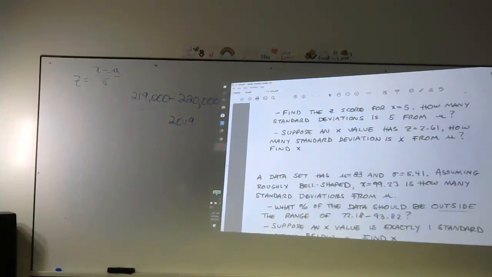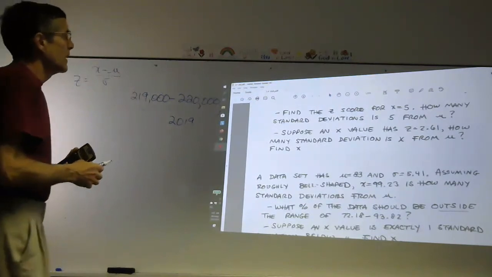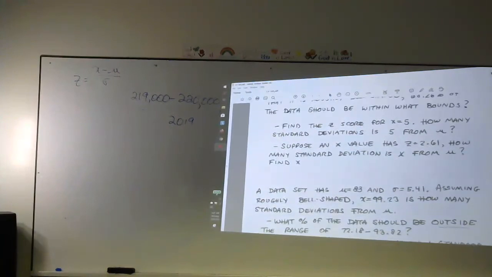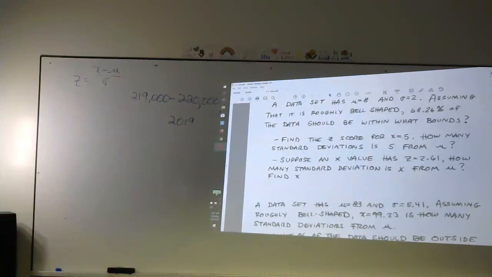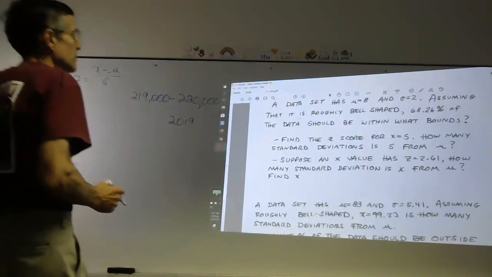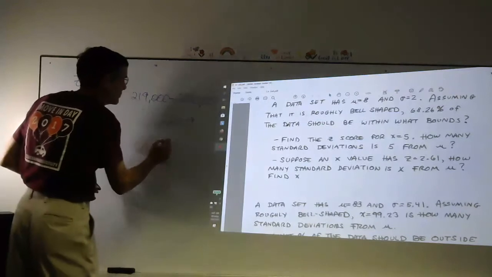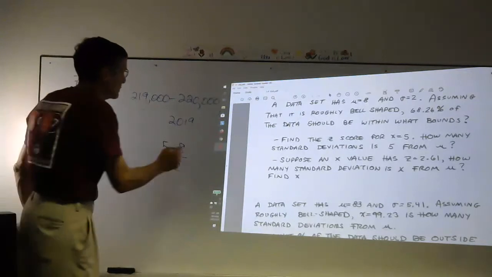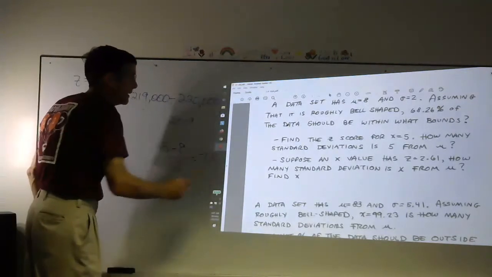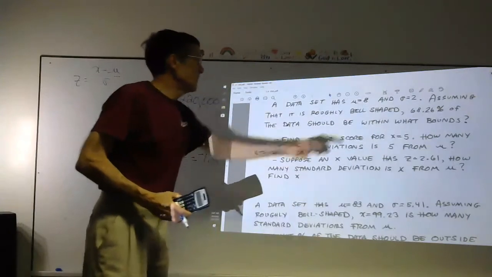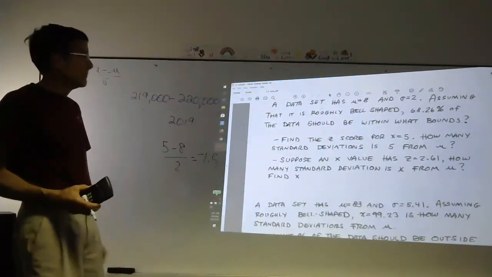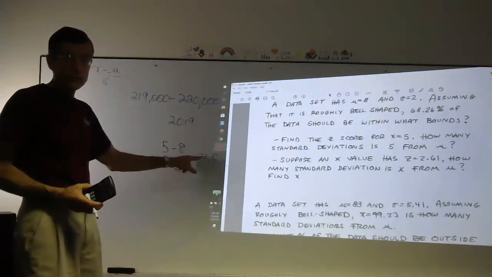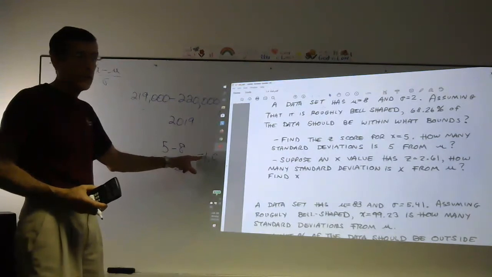Okay. Find the Z-score for x equal to 5. I'm going to do 5 minus 8 all over 2. That's negative 3 all over 2, which is negative 1.5 for the Z value. How many standard deviations is 5 from the mean? It's 1.5 standard deviations below. 1.5 below, yeah? Okay.